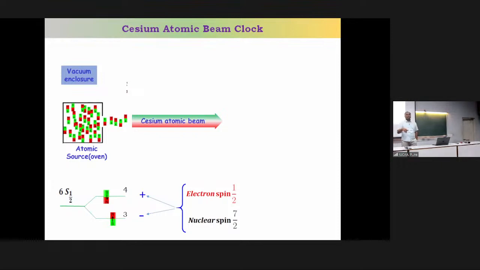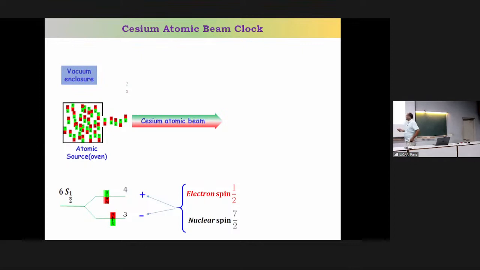What is F? These are the two states which I just explained to you, F equals 3 and 4. These two states can be considered as two different magnets oriented in two different directions, because the electron spin is either along this direction or that direction. That's why I have drawn little magnets so that you can visualize it more clearly. The magnets have the same magnitude, but the orientation is different.